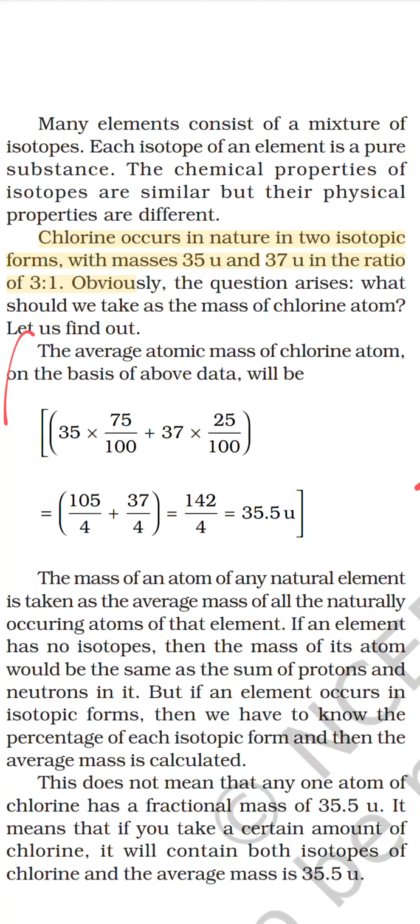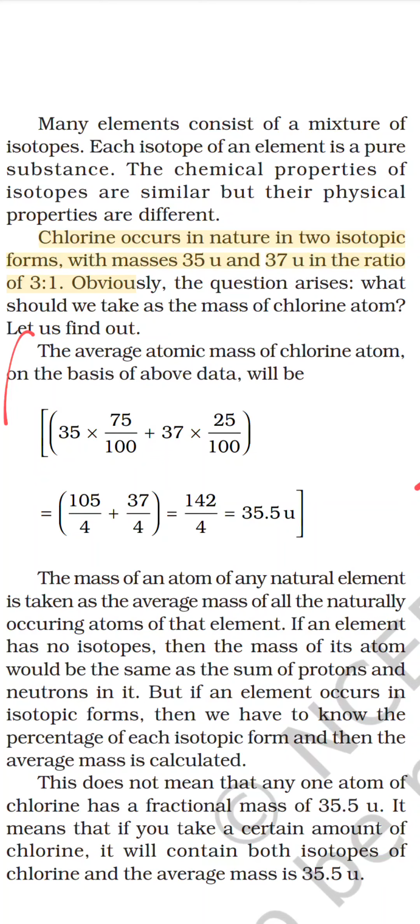The mass of an atom of any natural element is taken as the average mass of all naturally occurring atoms of that element. If an element has no isotopes, then the mass of its atom would be the same as the sum of protons and neutrons in it. But if an element occurs in isotopic forms, then we have to know the percentage of each isotopic form and then the average mass is calculated.